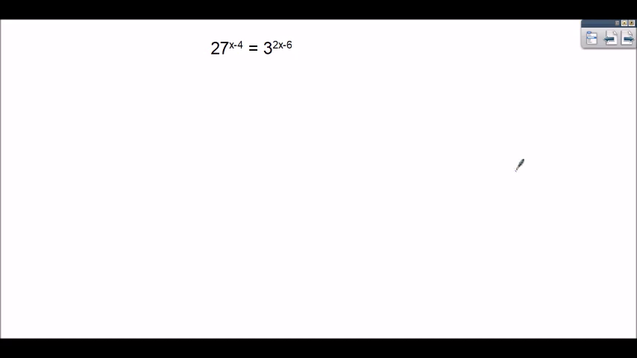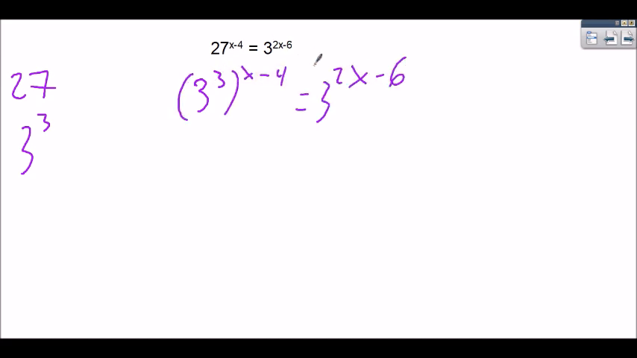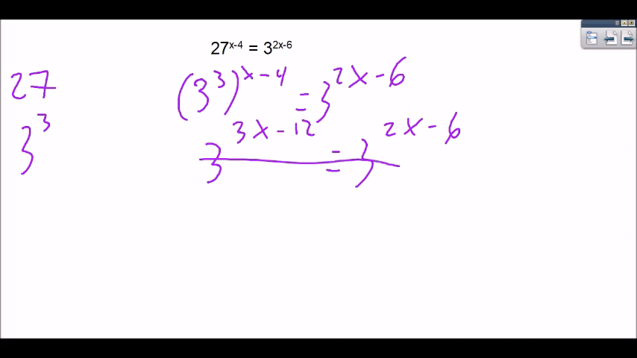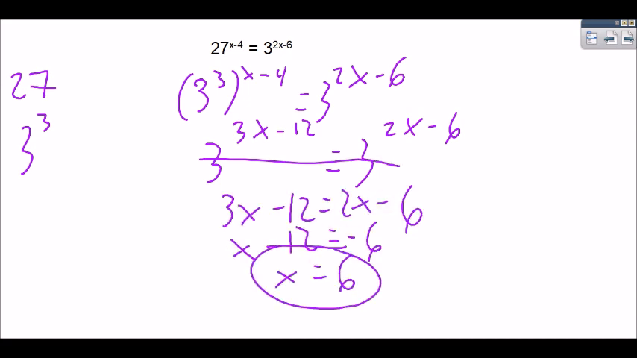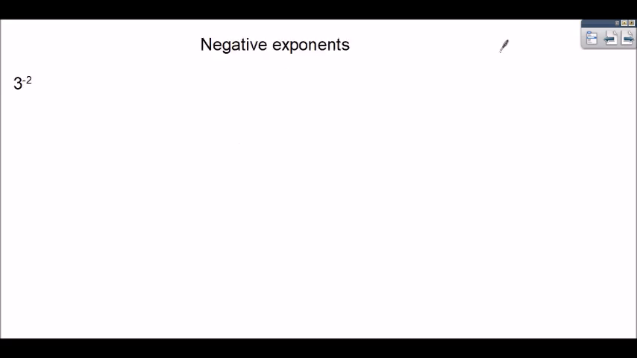What if the bases don't match? Well, I could write 27 as 3 to the third power. But there's already a power up here. So what that means is when I rewrite it as 3 to the third power, that means power to a power. I have to multiply that throughout. Now I have the same bases equal to each other, so I can cross those out and then solve for x. And then a way to double check my work is I could plug in x and see if they equal each other.